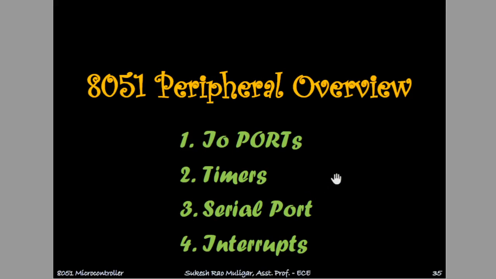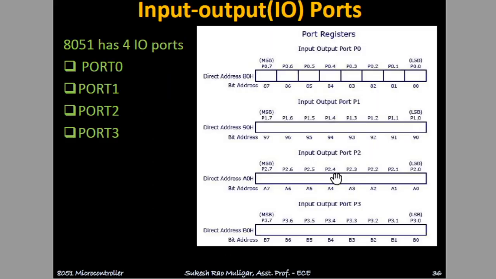8051 peripherals include four important peripherals: IO ports, timers, serial ports, and interrupts. So these are the main highlights of 8051 peripherals. Now let's get into each one of the details, like what is an 8051 IO port and how it is configured.